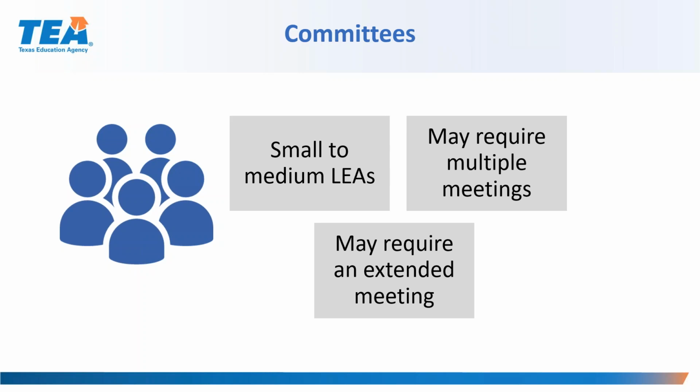The next model, the committee model, can be used by small to medium LEAs. In this model, the work of the self-assessment is broken down into parts and spread out to various committees. This model may require multiple meetings leading up to an extended meeting to pull the whole document together.